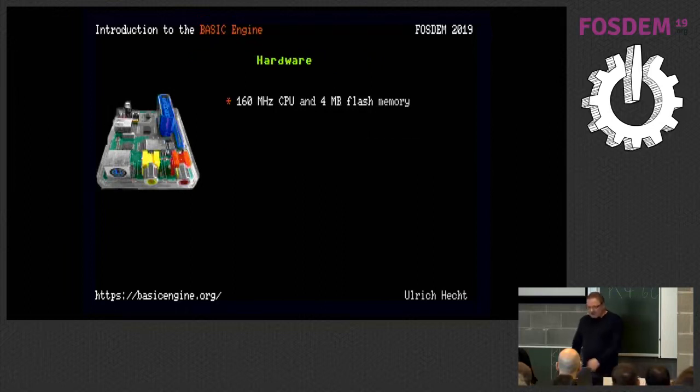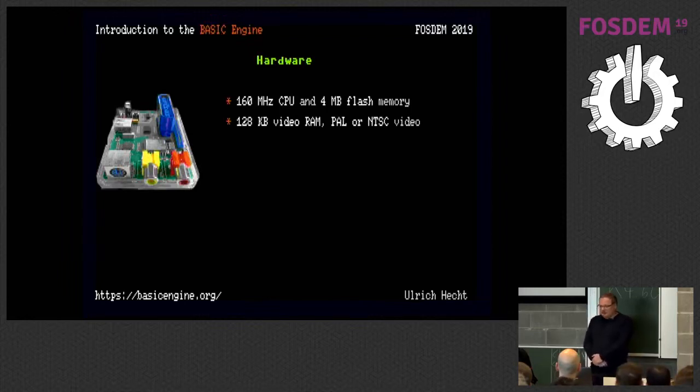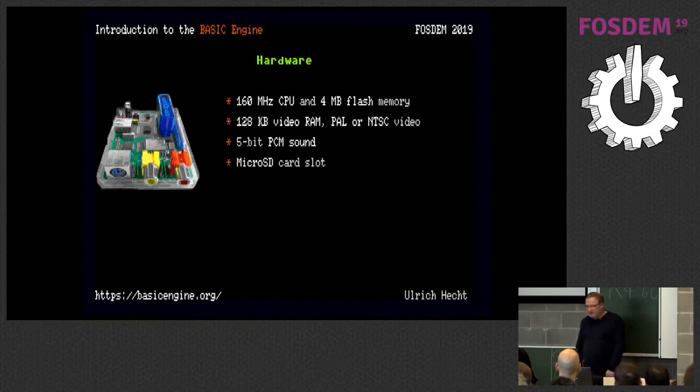Some hardware specs. It has a 32-bit RISC CPU, runs at 160 megahertz, and has 4 megabytes of flash memory, 128 kilobytes of video RAM. It can produce PAL or NTSC analog composite video. It emits 5-bit PCM sound samples. It has a micro SD card slot for storage, but you can also use the 4 megabytes of flash memory for storage, or rather 3 megabytes thereof.